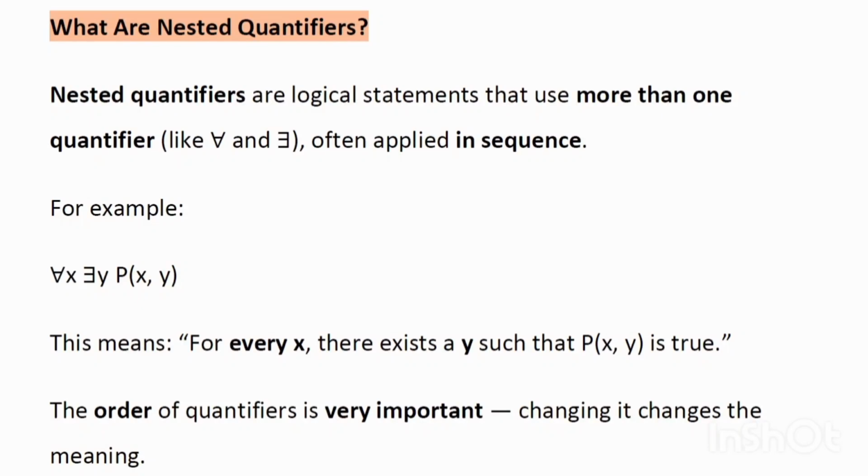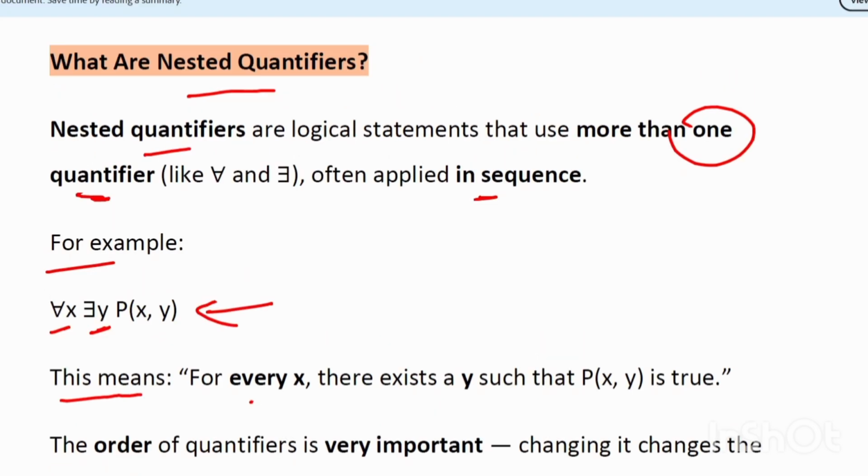Today we are going to discuss the topic of nested quantifiers. Nested quantifiers are logical statements that use more than one quantifier, often applied in sequence. For example, here "for all" and "there exists" are both used in a single sentence. What this means is: for every x there exists a y such that P(x, y) is true.